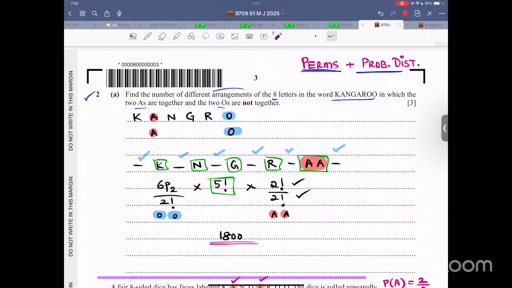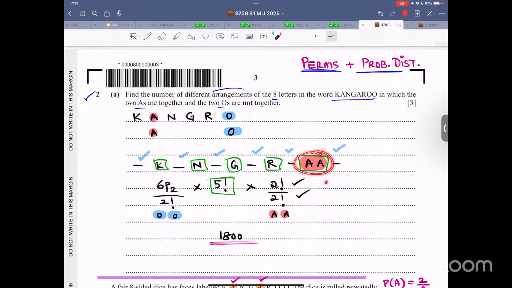Now what we do is put them in a box. Consider this box as one unit: 1, 2, 3, 4, 5. That is 5 items, so that is 5 factorial for this. But before that, there are 6 gaps over here, and these two O's will fit in these two gaps. So that is 6P2. Since these two O's are identical, we divide by 2 factorial. So 6P2 over 2 factorial is for the O's. For these green ones, that is 5 factorial.